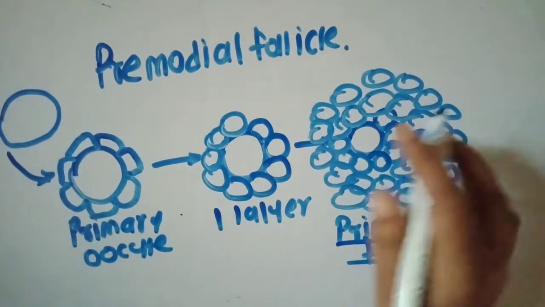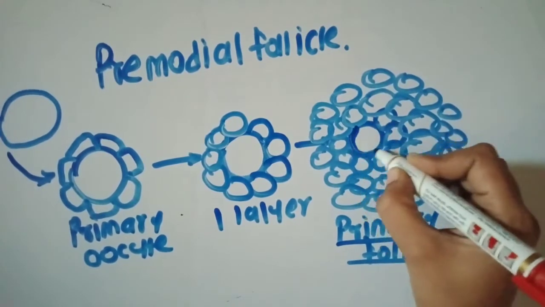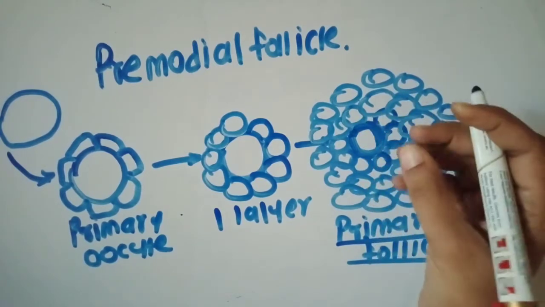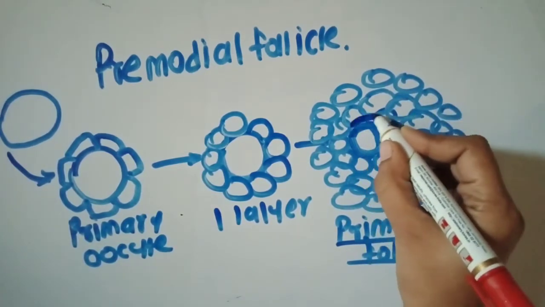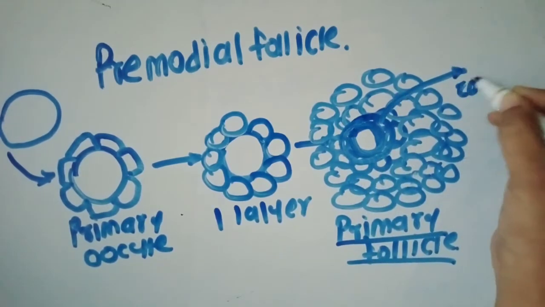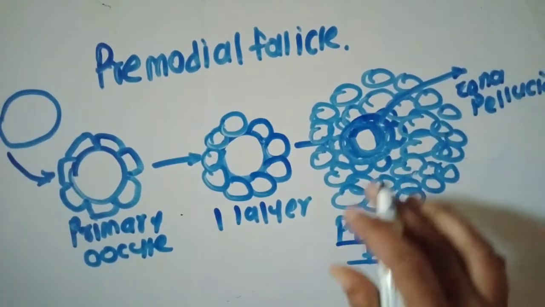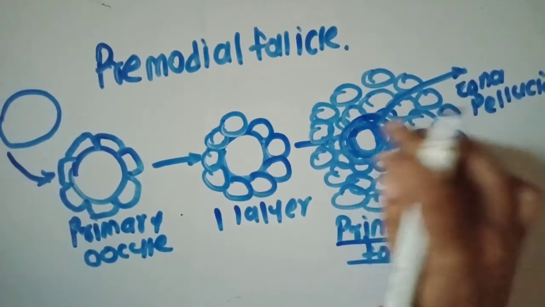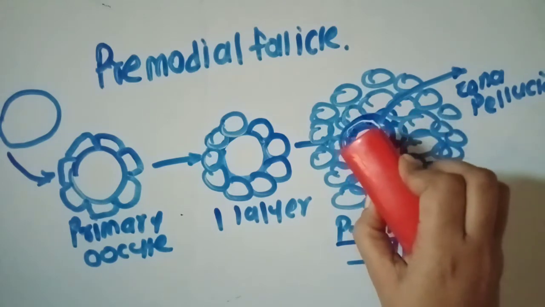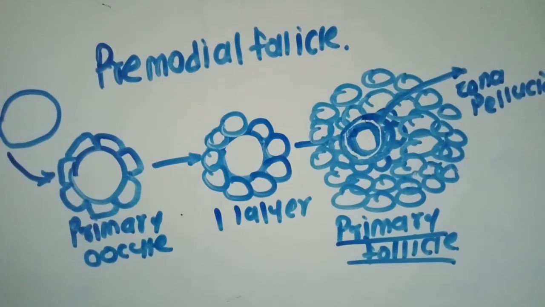Now the next step: this is the egg membrane. The egg membrane also secretes some glycoproteins, and because of this another layer is formed here. This other layer is called the zona pellucida. So this is the egg membrane, and this is the zona pellucida.